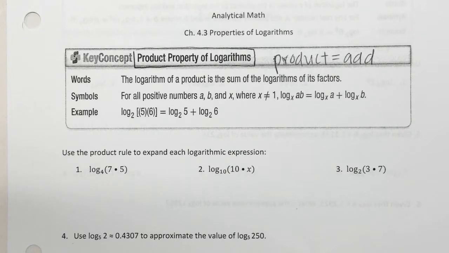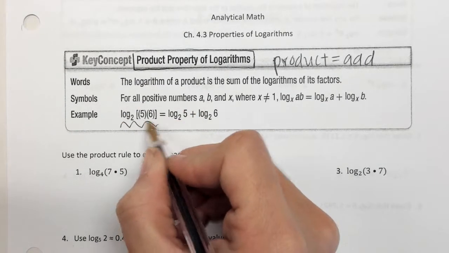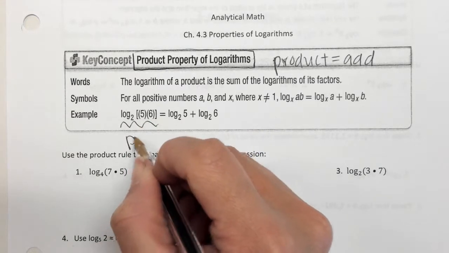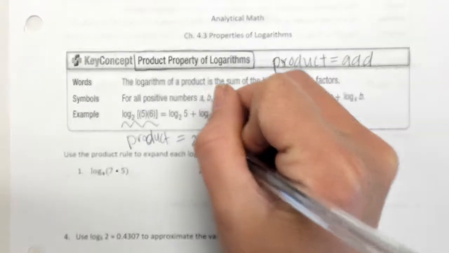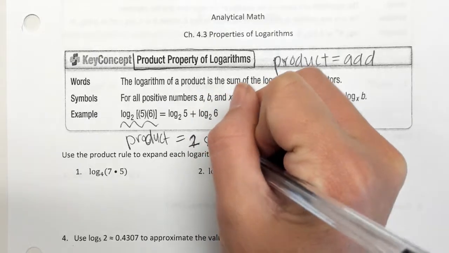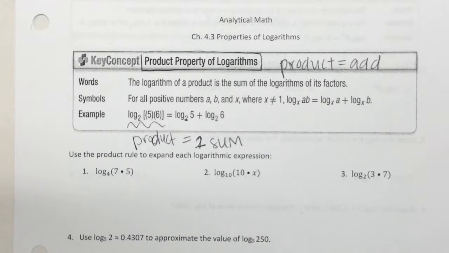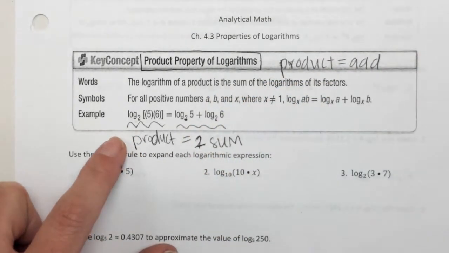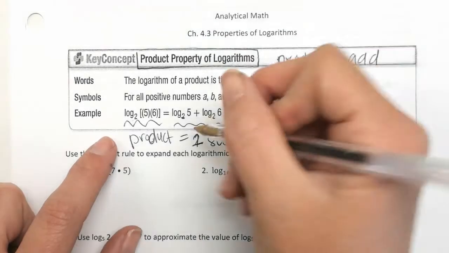So we're not evaluating logs right now. We're just changing the form, kind of like we did last time. So what it's telling us is if you have log 2 of 5 times 6, you can break this up. This is a product because they're being multiplied, right? You can break this product up into 2 sums, or actually 1 sum. You can break it up into log 2 of 5 plus log 2 of 6. That's called the product property. You can write these 2 different ways, but they mean the same thing.